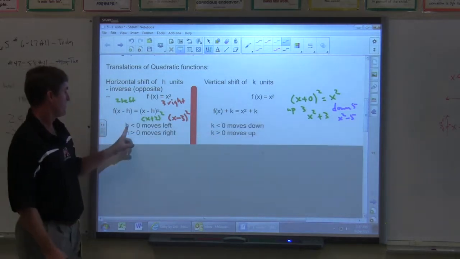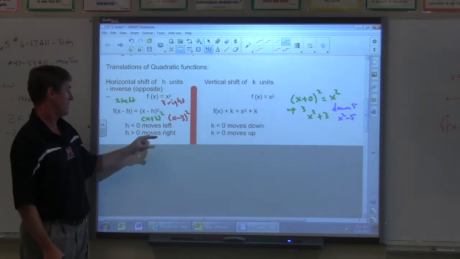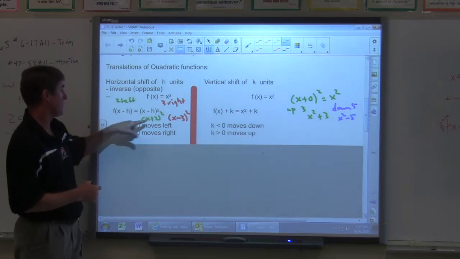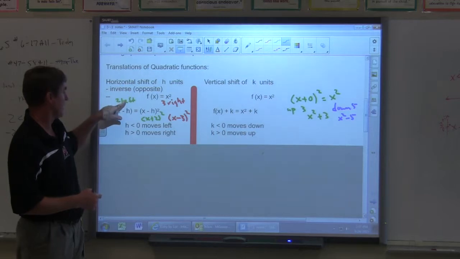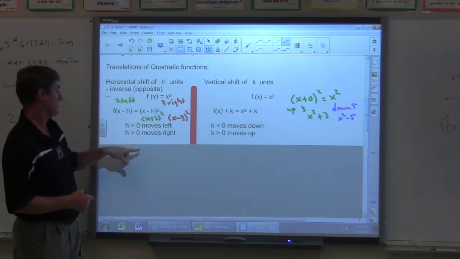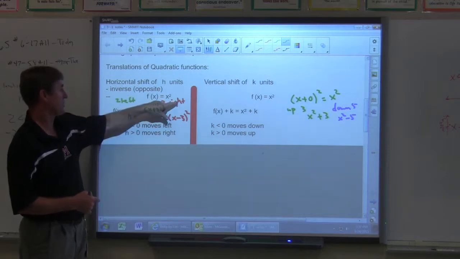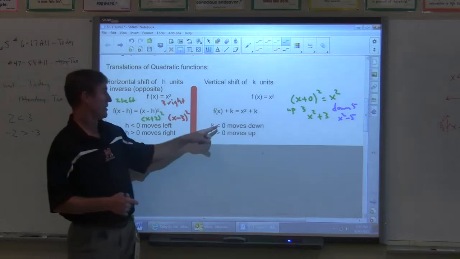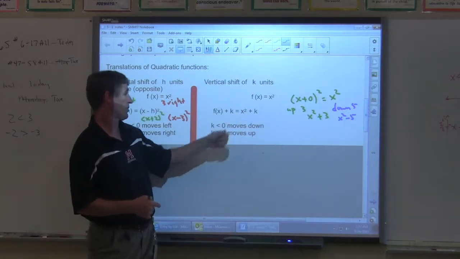So remember, h, if it's less than 0, it moves it left. Again, that's before we take the opposite of it to plug it in here. So if it's a negative 2, we go back to the 2 to the left, that would be x plus 2. And if h is greater than 0, so if h is 3, which is 3 to the right, we plug 3 in and we get x minus 3. Same thing with vertical, less than 0 moves it down, greater than 0 moves it up.